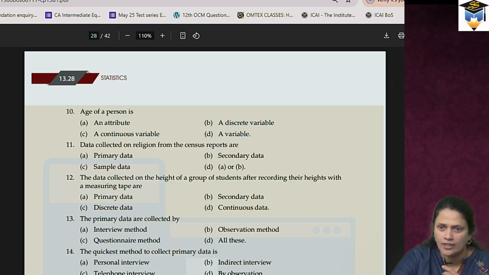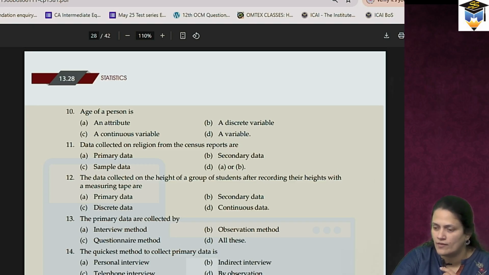Why? The age will not remain same throughout. It's not a discrete variable, it's a continuous variable, age. Why? It is going to increase. So basically right now your age is, let's say, 5 years old. Then next year it will be 6 years old. So it is a continuous process. Correct. Option C for the 10th one.